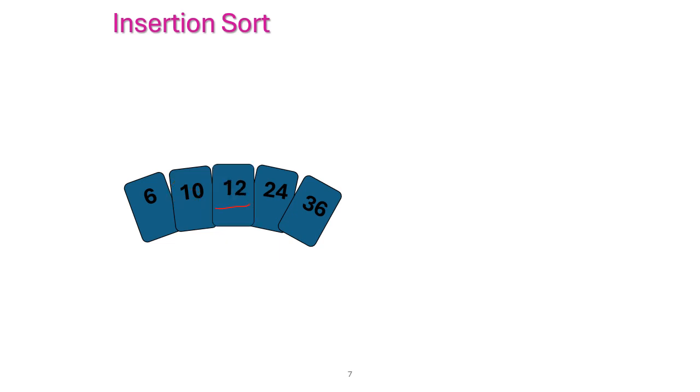Now the card 12 is placed in its right location. That means at every iteration the new card will be placed in its right position, that is, inserted in the right position. Hence the sorting is called an insertion sort.